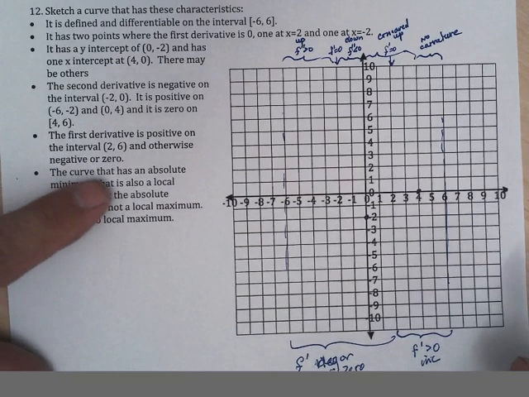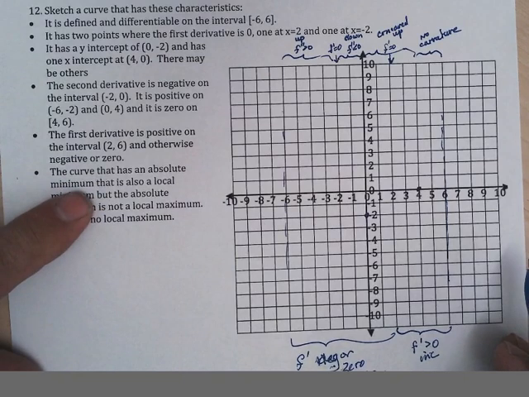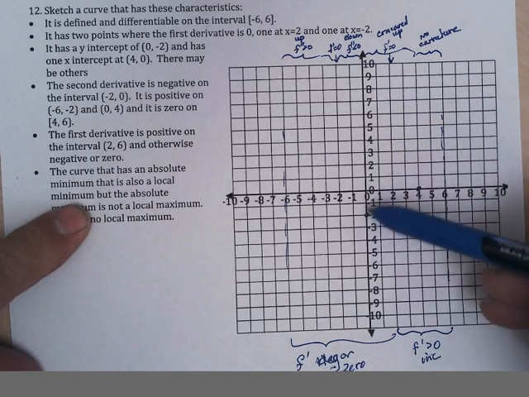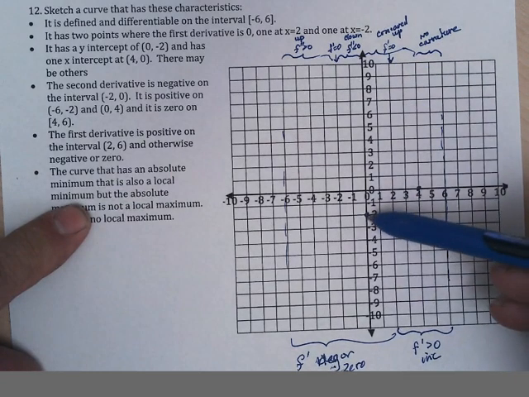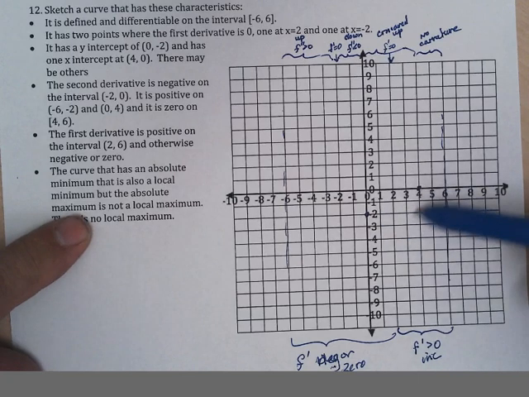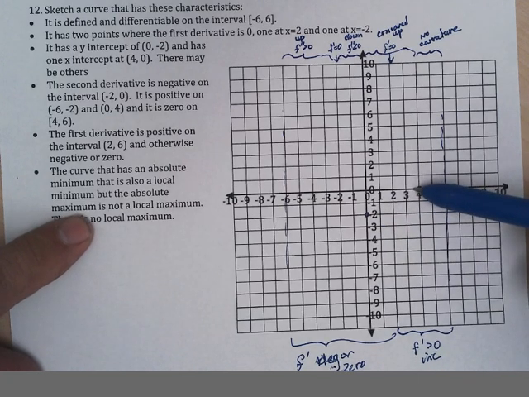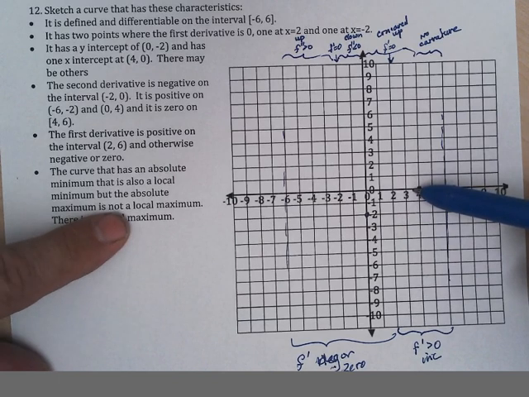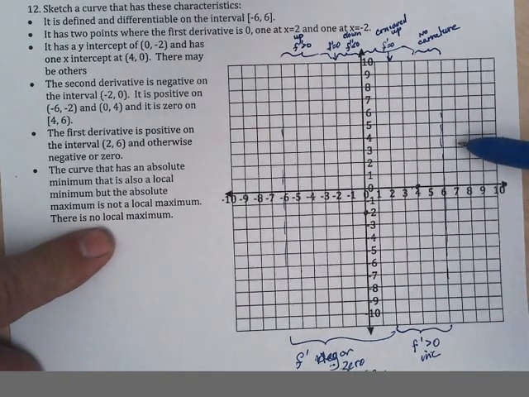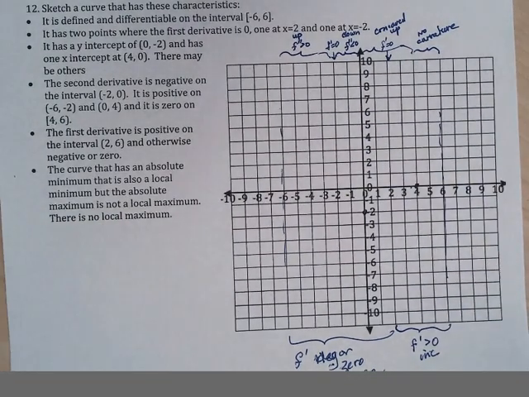The curve has an absolute minimum that is also a local minimum. Yeah, I think that's got to be between here and here because it has a slope of zero and it's concaved up. So that would be the lowest place on the whole graph. But the absolute max is not a local maximum. So that means at one end, it's got to be the highest place. There are no local maximums.